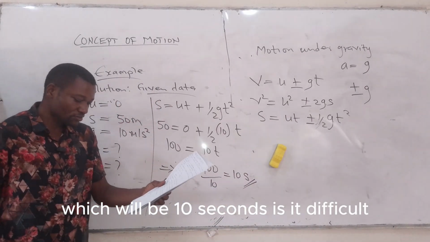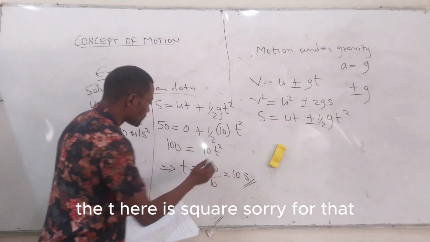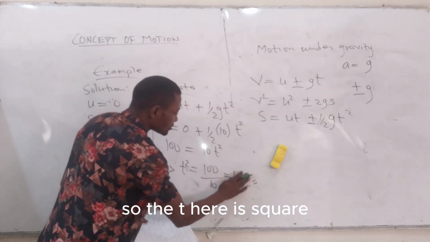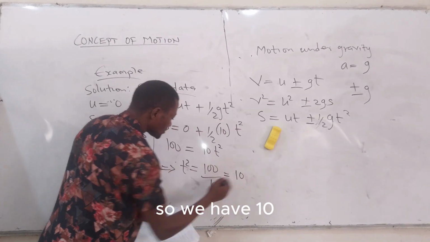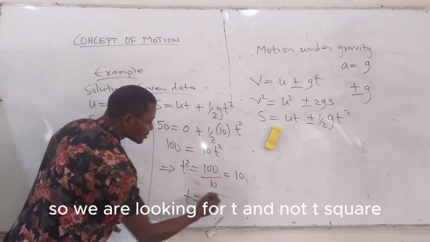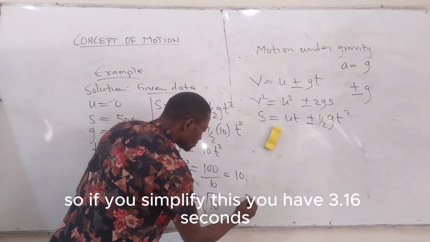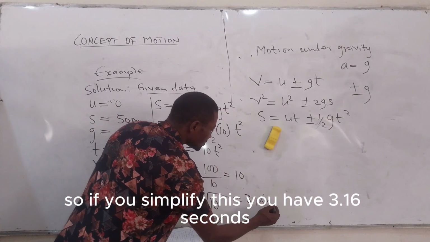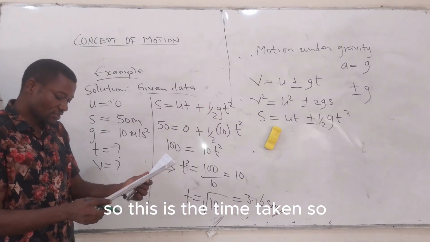Okay, sorry, the t here is squared. Sorry for that. So the t here is squared. So we have 10, and we are looking for t and not t squared. So if you simplify this, you have 3.16 seconds. So this is the time taken.